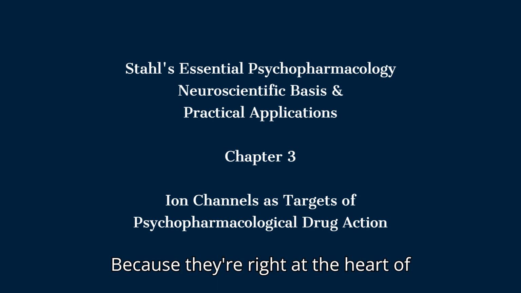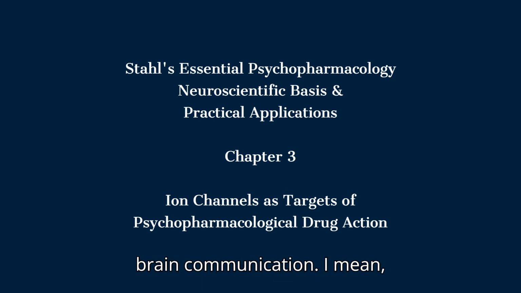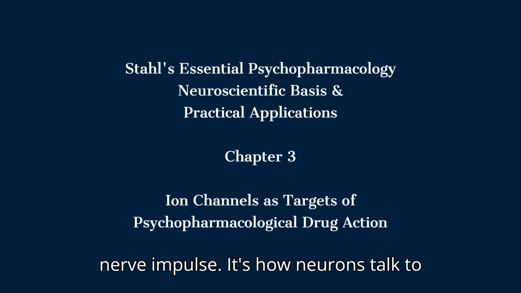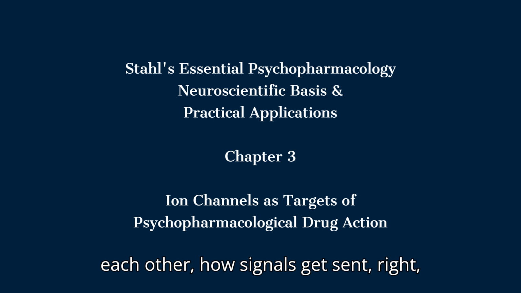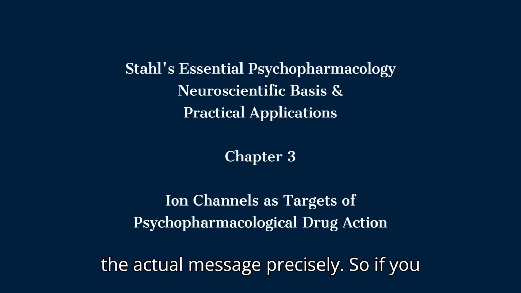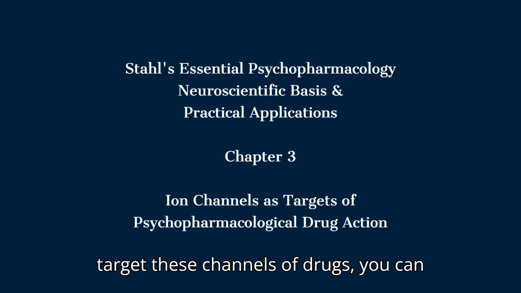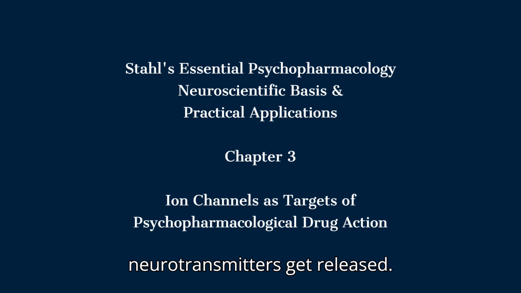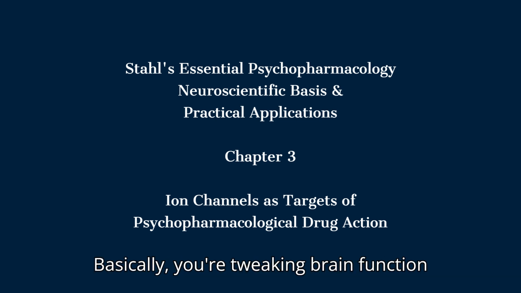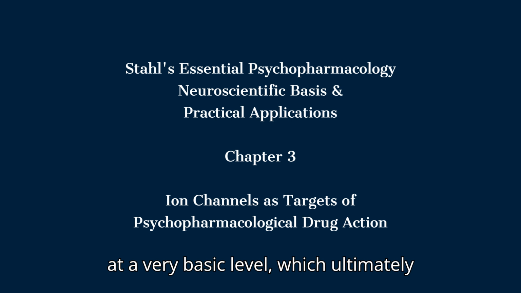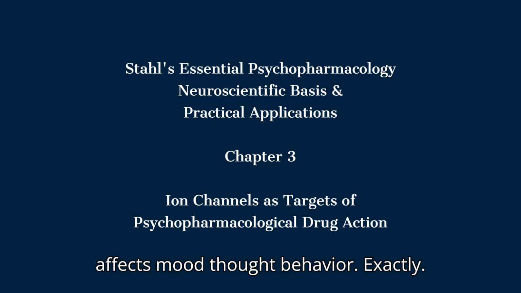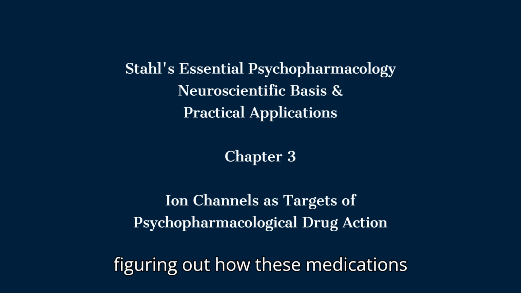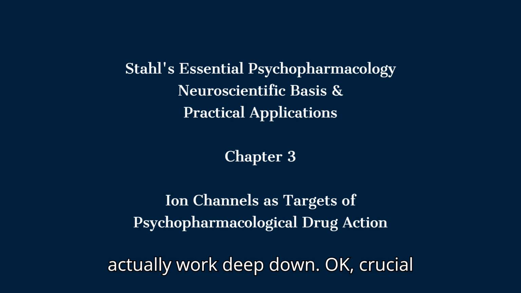Now, why are these channels such big targets for psychotropic drugs? Why focus on them? Well, because they're right at the heart of brain communication. I mean, fundamentally. That flow of ions across the neuron's membrane is the nerve impulse. It's how neurons talk to each other, how signals get sent. Right, the actual message. Precisely. So if you target these channels with drugs, you can directly influence how easily a neuron fires, how many neurotransmitters get released. Basically, you're tweaking brain function at a very basic level. Which ultimately affects mood, thought, behavior. Exactly. So for you listening, understanding these channels is really step one in figuring out how these medications actually work deep down. Okay, crucial stuff.